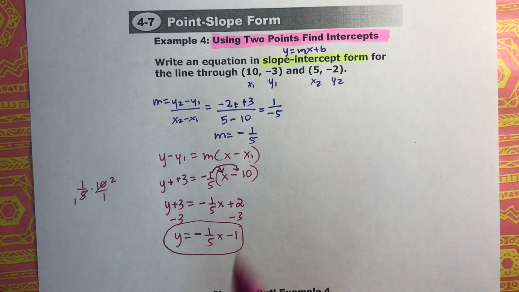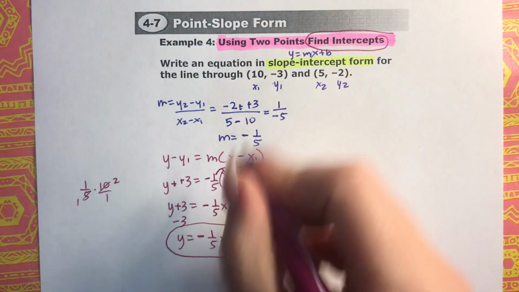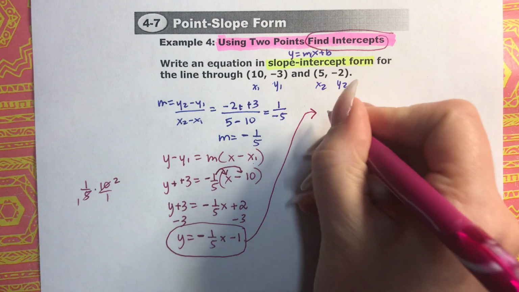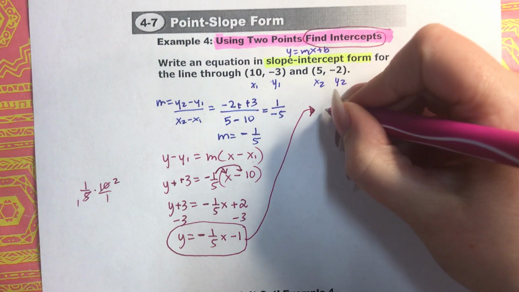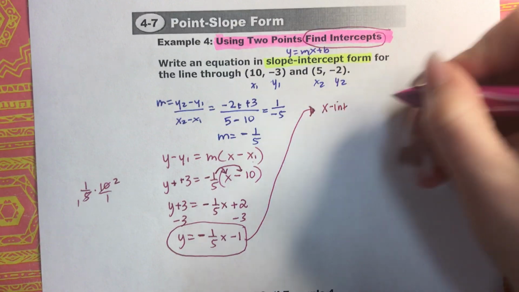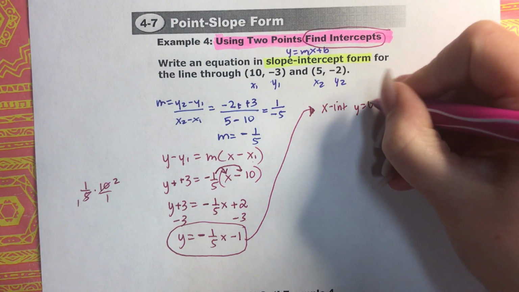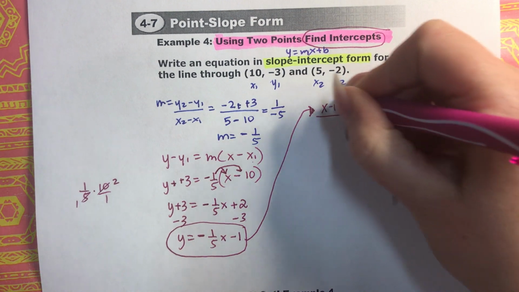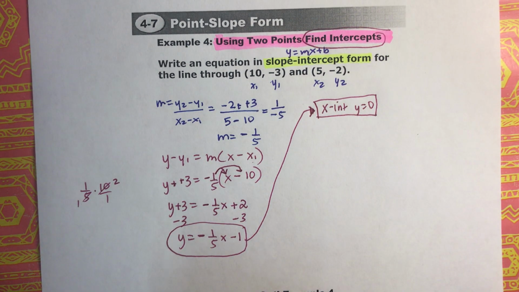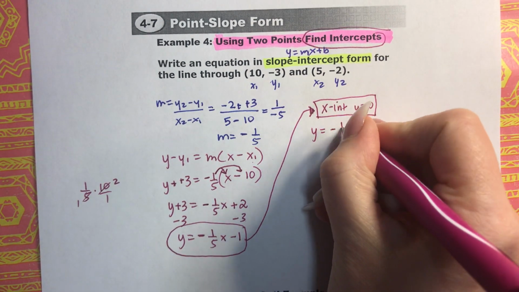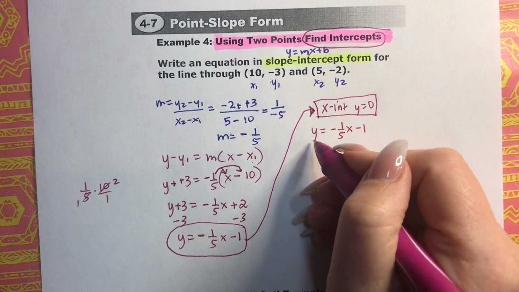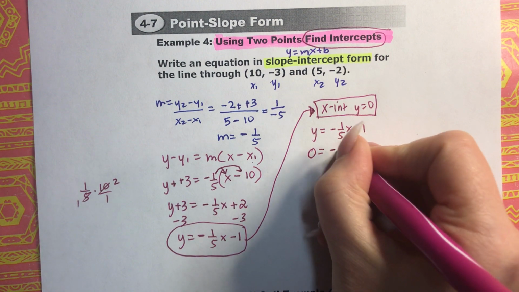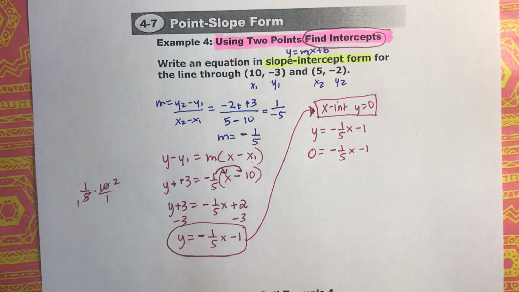But what are we trying to do? We're trying to find the intercepts. So that means we need to figure out what the x-intercept is and the y-intercept. We have a great equation. But what do we always know about the x-intercept? We know y is equal to 0. So we are going to write down this original equation, y equals negative 1/5 x minus 1. Then we're going to substitute 0 in for y and then solve for x to figure out what that x-intercept is. Okay, we can do that, no problem.